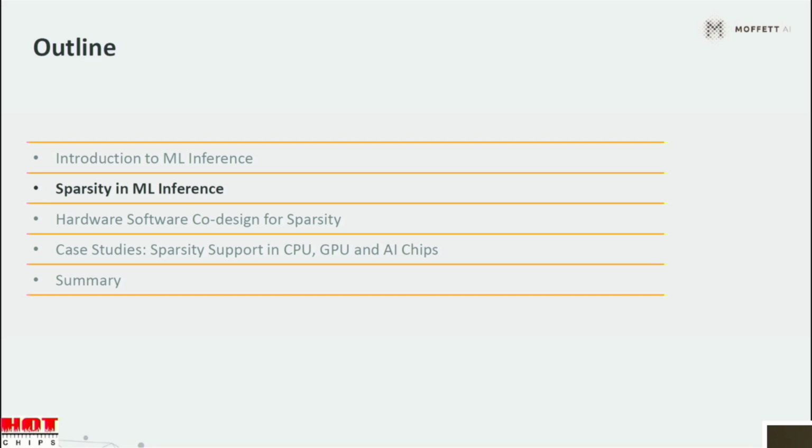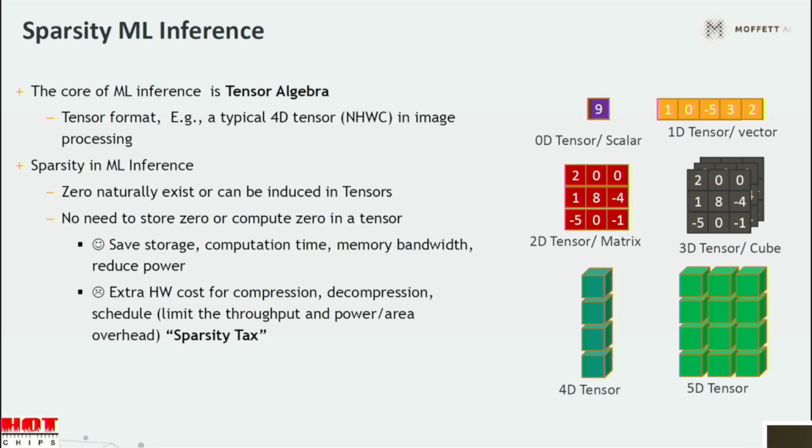Next, I will introduce a little bit on the sparsity in machine learning inference. As we all know, the core of machine learning inference is tensor algebra. So basically, you operate on different dimensions of tensors. As we can see here, there are 1D, 2D, 3D, 4D, and 5D tensors. All these tensors are organized in some format, for example, in an NHWC format in image processing. Sparsity in these tensors naturally exists, or we can induce it by pruning or different techniques.